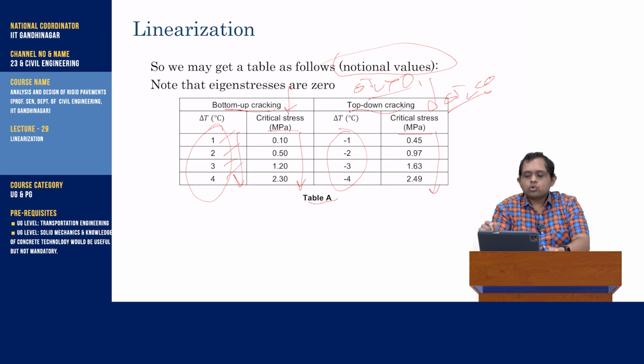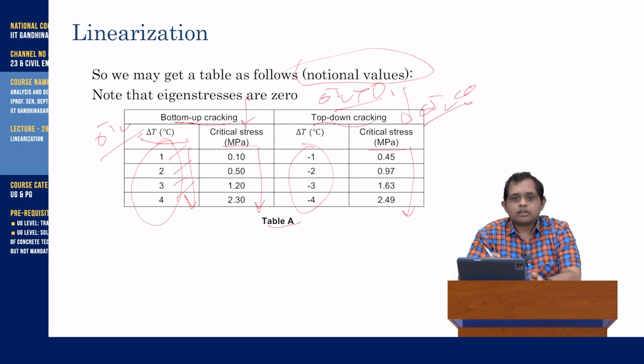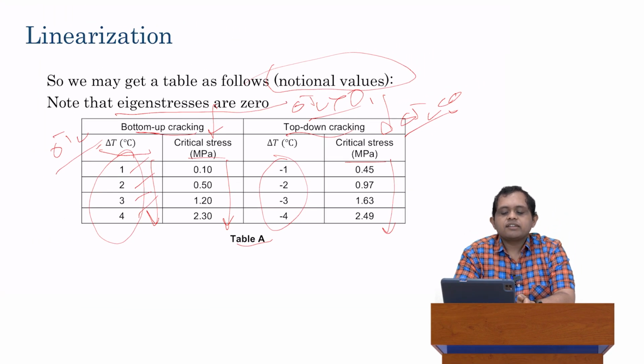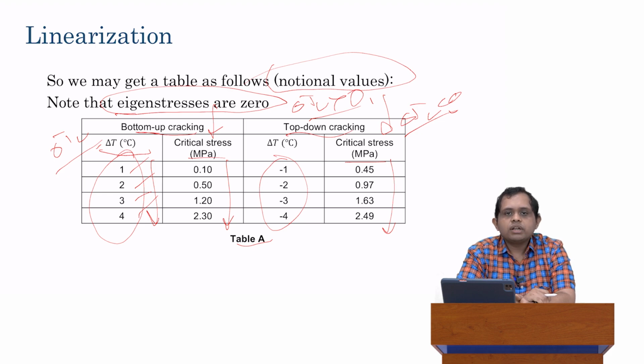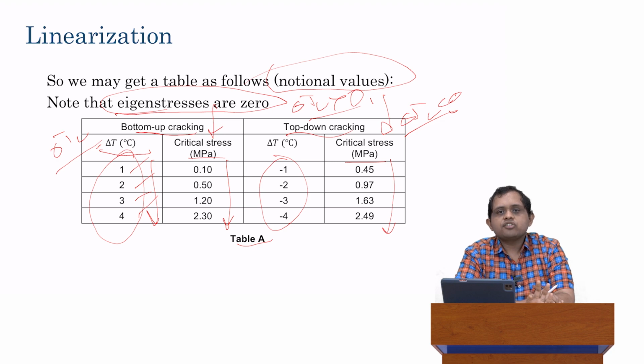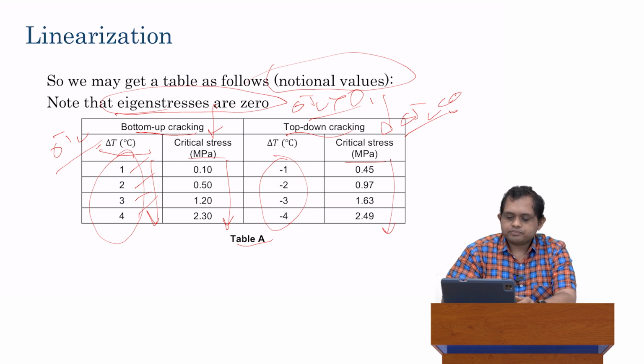Now, what you want to note here is that we have applied this delta TL. That is, we applied a linear temperature distribution to a slab and then we did this calculation. Eigenstresses in this case are 0, because eigenstresses only occur when you have a non-linear temperature distribution. Because this assumed temperature distribution is purely linear, the eigenstresses are 0. So we don't have to account for that in this calculation.